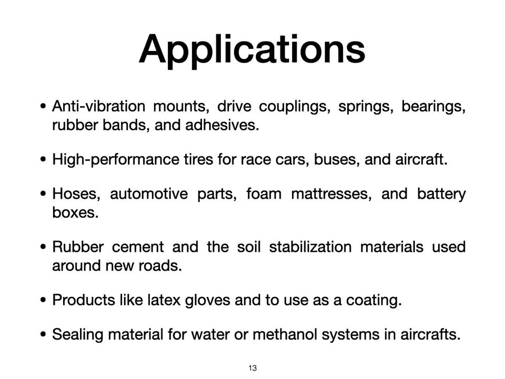Because of its adhesive properties, natural rubber is also found in rubber cements and the soil stabilization materials used around new road constructions. Even raw rubber is sometimes used for adhesives and as part of shoe soles. Additionally, about 10% of latex harvested from the trees is simply reduced down to a 60% rubber solution to make products like latex gloves or to use as a coating.